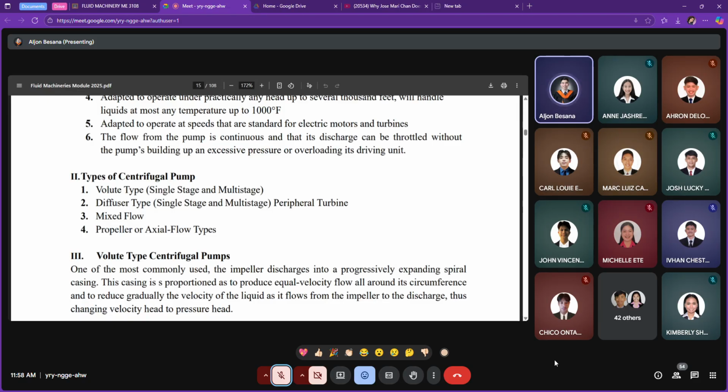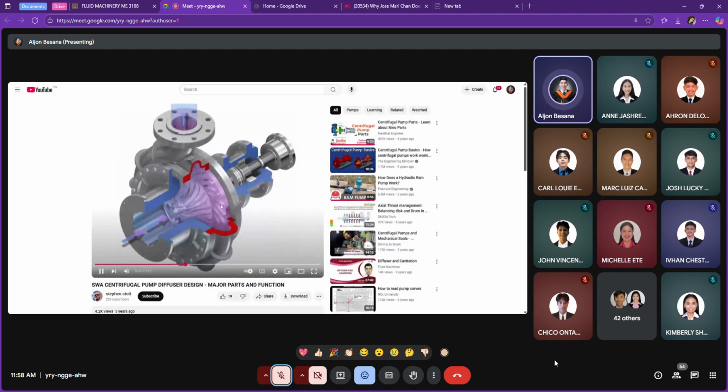So, for diffuser type naman, so this is the diffuser type. Let me share this one. So this is our diffuser type, peripheral centrifugal pump. I'm sorry. So diffuser type centrifugal pump.